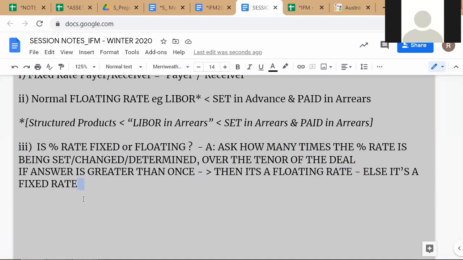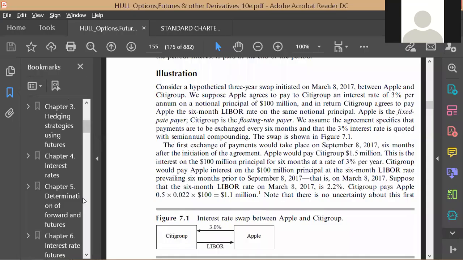In this case, you know that Citibank is paying a fixed rate because Citibank's interest rate is not changing. That's clear now. Citibank's interest rate is not changing because when you ask how many times the interest rate is changing over the course of the transaction, the answer is only once. Therefore, it's a fixed rate.